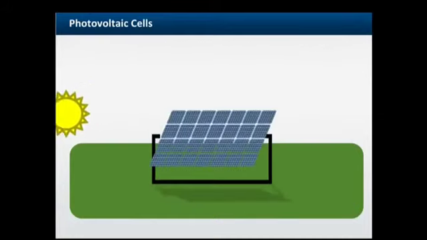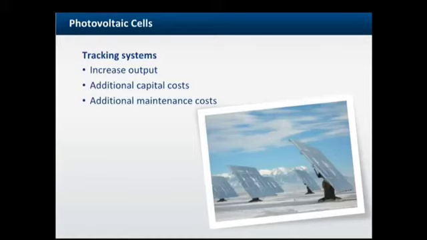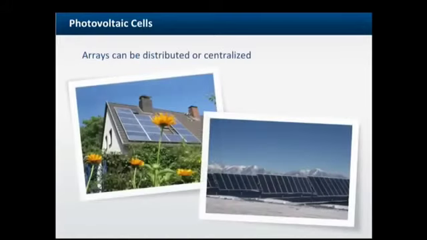Tracking systems may be one-axis, which follow the sun's movement from east to west across a single day, or two-axis, which track daily movement as well as the sun's movement north to south on a seasonal basis. Clearly, tracking systems increase output for the same number of cells, and two-axis systems increase output more than one-axis systems. But these advantages must be weighed against the additional upfront capital and ongoing maintenance costs of the more complex equipment. PV arrays may be distributed on individual buildings or centralized into a utility-scale power plant.